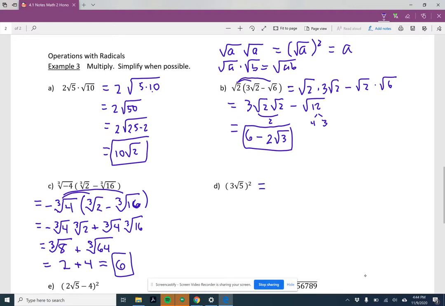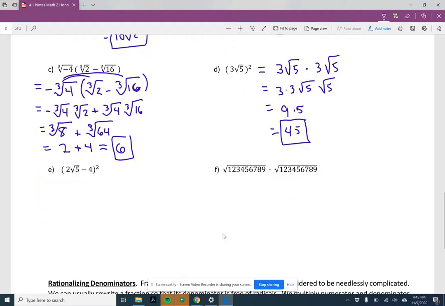All right, part D. 3 square roots of 5 squared. Notice the parentheses. That means we take 3 square root of 5 and we multiply with itself. This is not the only way to do this, but this is one way. We get 3 times 3, and then square root 5 times square root 5. 3 times the 3 is a 9. Square root of 5 times the square root of 5 is a 5. So our answer, 9 times 5, which is 45.